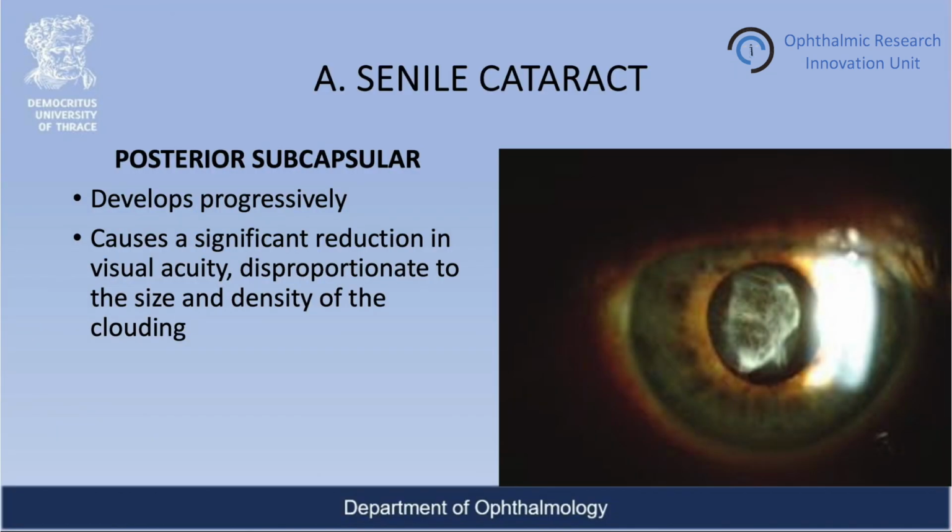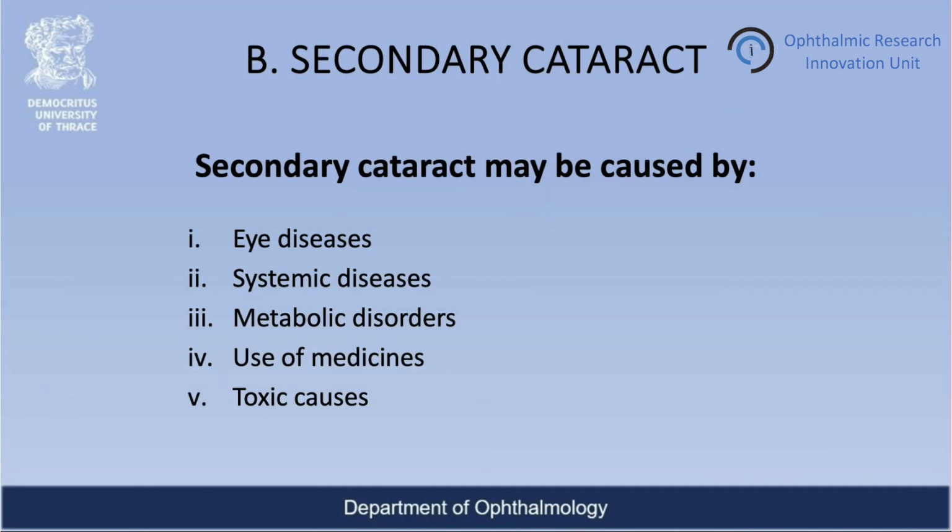Posterior subcapsular cataract develops progressively and causes a significant reduction in visual acuity, disproportionate to the size and density of the clouding. A second category of cataract is secondary cataract. This type of cataract may be caused by eye diseases, systemic diseases, metabolic disorders, medication use, or toxic causes.